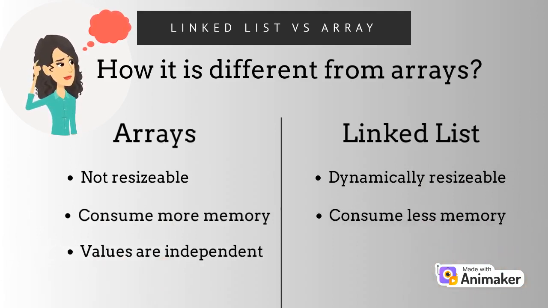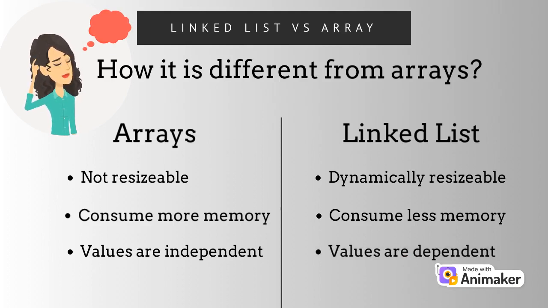And array values are independent of each other, but in the case of a linked list, nodes are dependent on each other. One node is dependent on its previous node. If the previous node gets lost, then we can't find its next subsequent nodes.